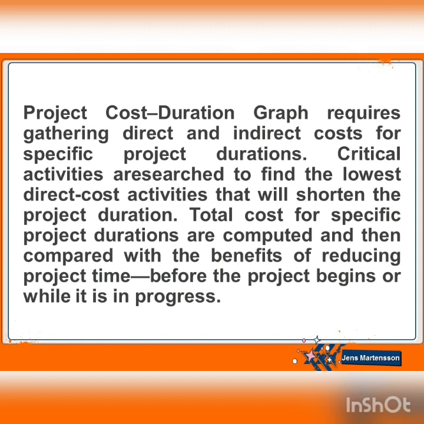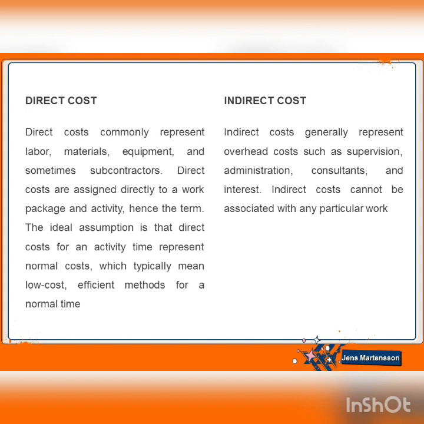First, let's go over the meaning of direct cost. Direct cost commonly represents labor, material, equipment, and sometimes subcontractors. Direct costs are assigned directly to a work package and activity, hence the term. The ideal assumption is that the direct cost for an activity time represents normal cost, which typically means a low-cost, efficient method. And indirect cost: indirect cost is generally overhead costs such as supervision, administration, consultants, and interest. Indirect cost cannot be associated with any particular work.